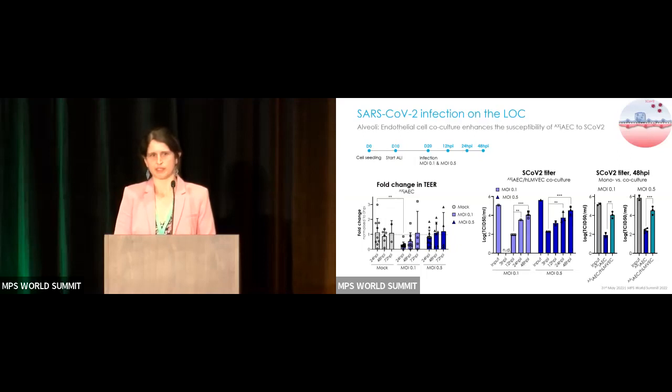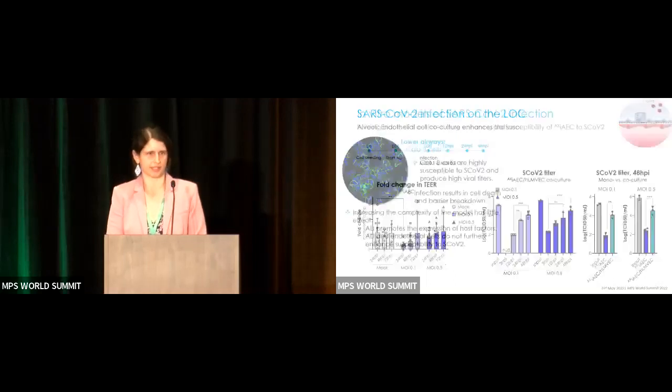If we compare the efficiency of SARS-CoV-2 production between the monoculture and the co-culture, we see a significantly higher titer if the epithelial cells are in co-culture with endothelial cells. So this gives us two models for SARS-CoV-2, and also highlights the importance of choosing the correct setting and complexity of the model to achieve infection in these in vitro models.